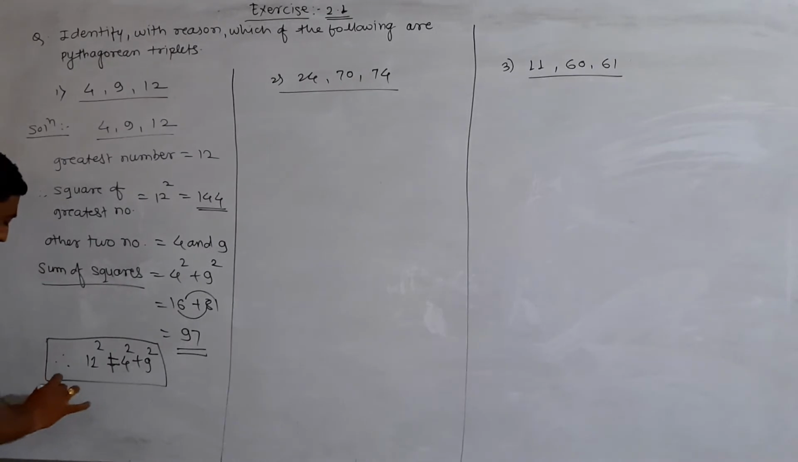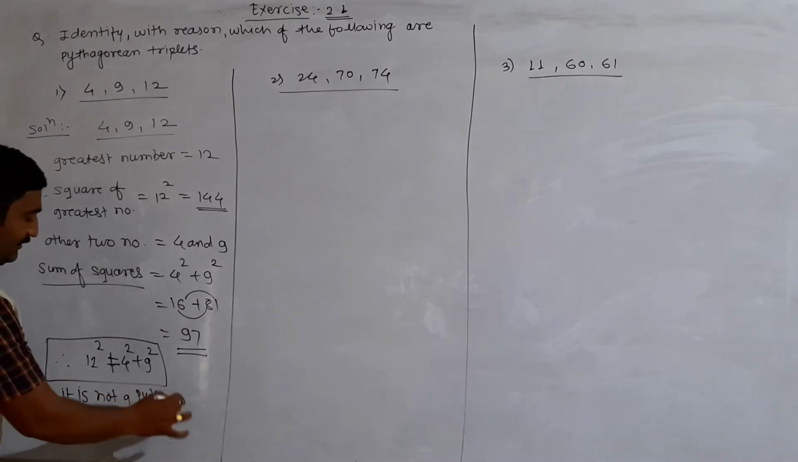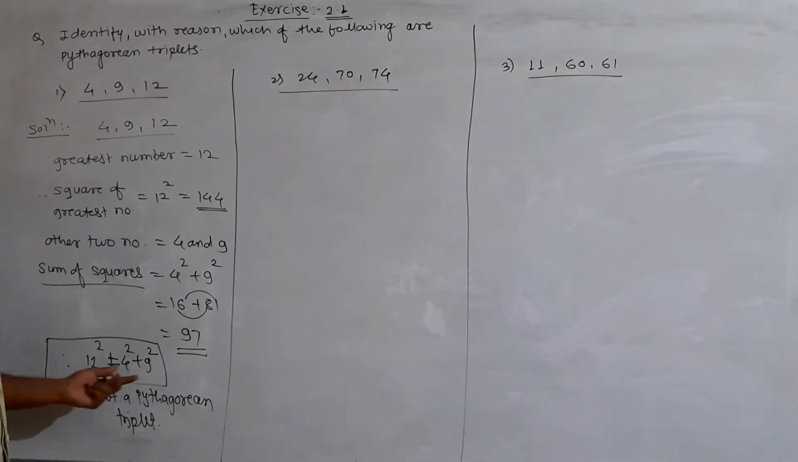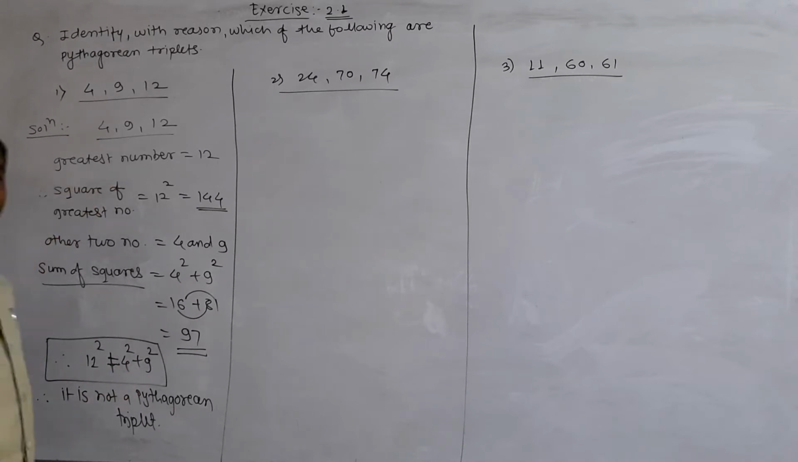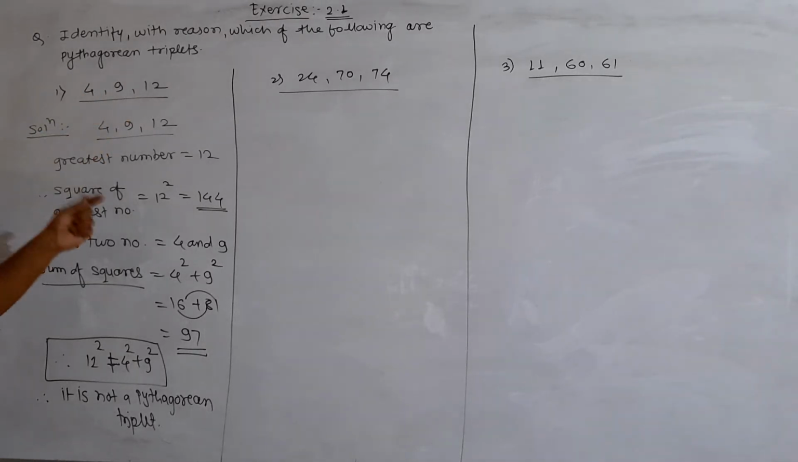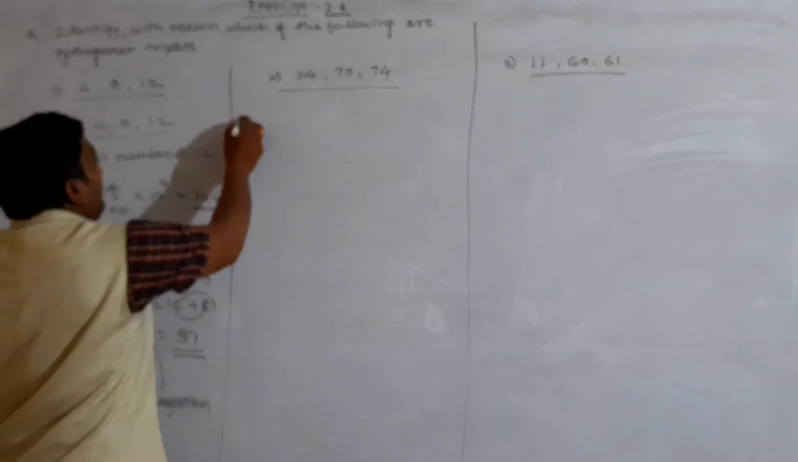Therefore, it is not a Pythagorean triplet. If 12 square were equal to the sum of squares of these two numbers, then that would be a Pythagorean triplet. In this way, we can decide whether a given triplet is a Pythagorean triplet or not. So 4, 9 and 12 is not a Pythagorean triplet. Now study the second example.